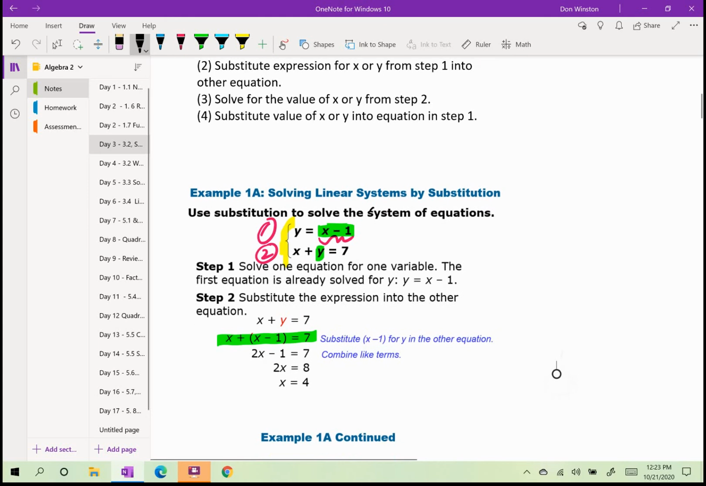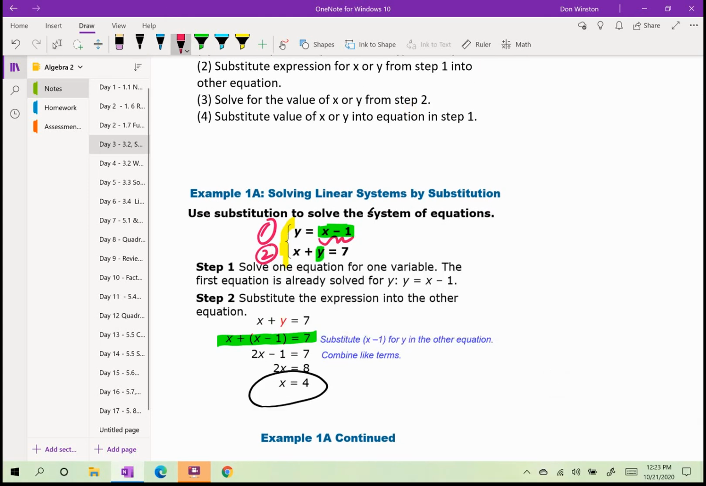Now what do you do? So we got the value of x. Now you take this value of x, which is 4, and you substitute it back into the equation in step 1. So this has to go back up in there. And so this is going to be y equals 4 minus 1. y is equal to 3. So my solution here, as a coordinate point, was x is 4 and y is 3. And that's the value of x that makes those two y's equal.